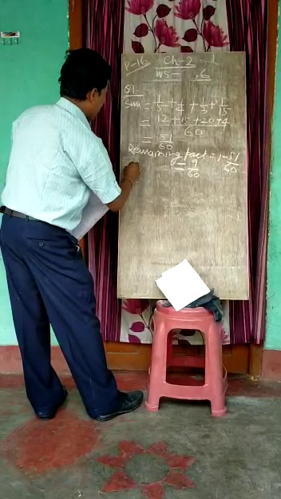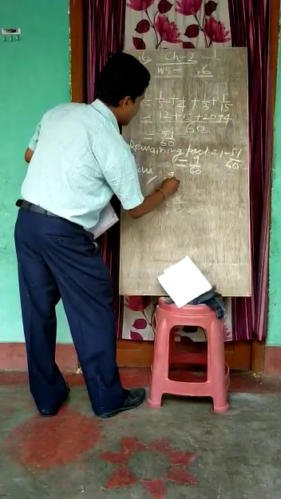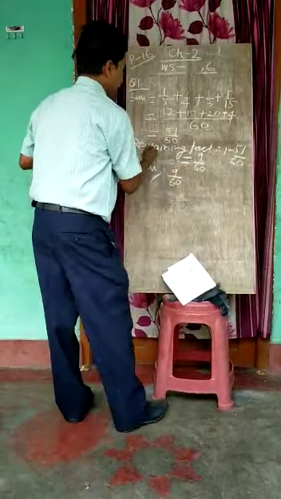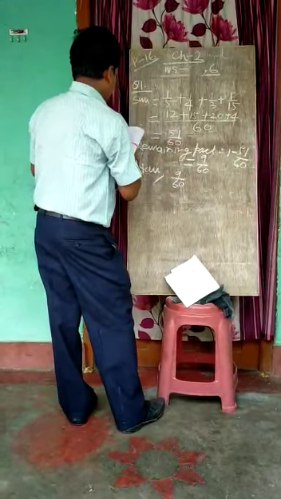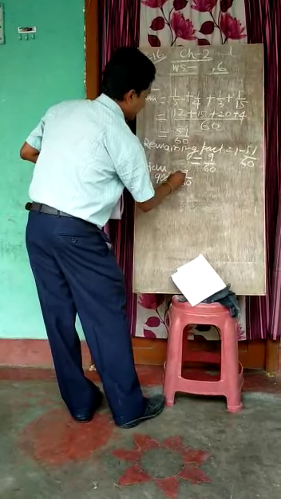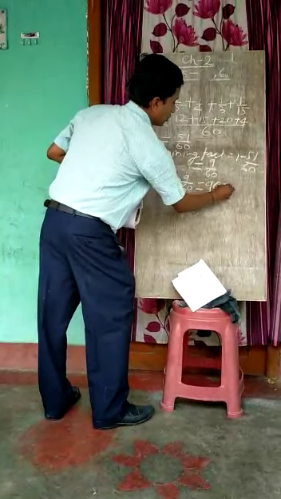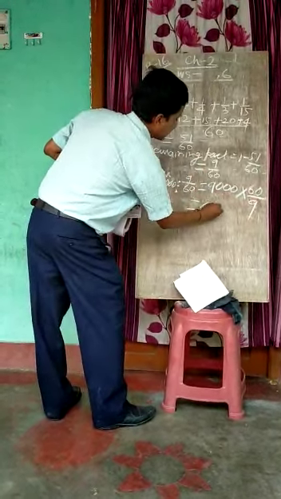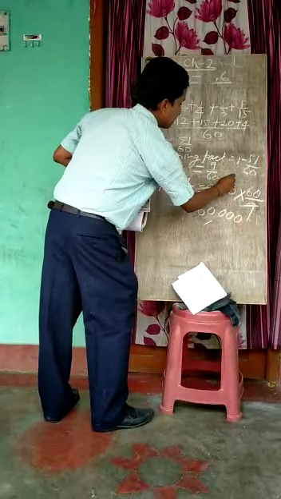Now, according to the question, the rest amount is 9/60 of the salary. The amount left is 9,000. So divide 9,000 by 9/60. In rupees, it equals 9,000 into 60 by 9, which equals 60,000 rupees. It is the monthly salary.